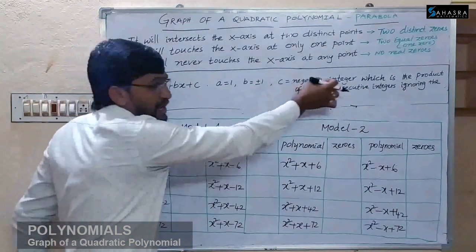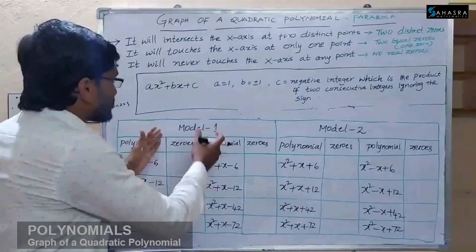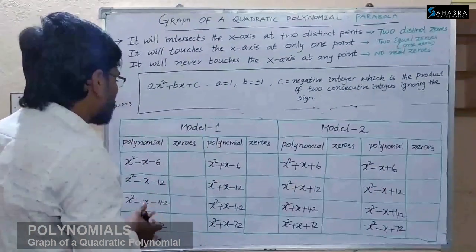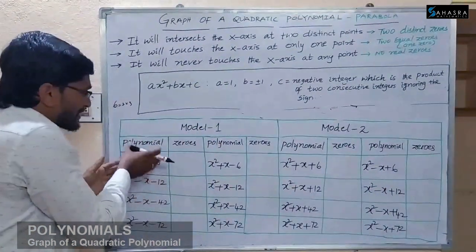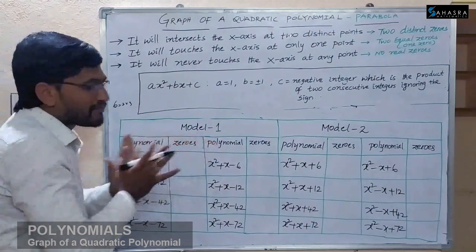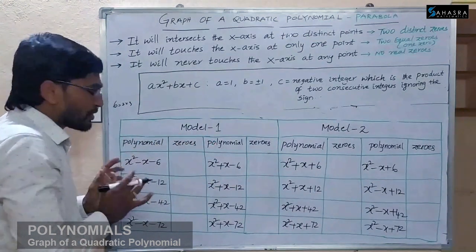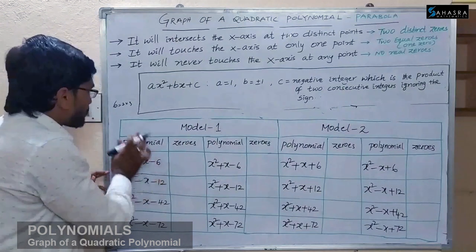Minus 6, which is the negative integer. That's the type of this type of polynomials. Okay. Without factorization method, how can we find the zeros of this quadratic polynomial? It is very simple. See here.